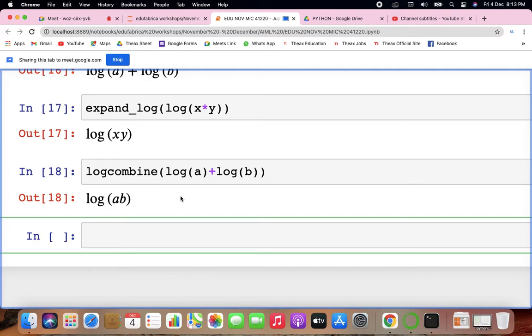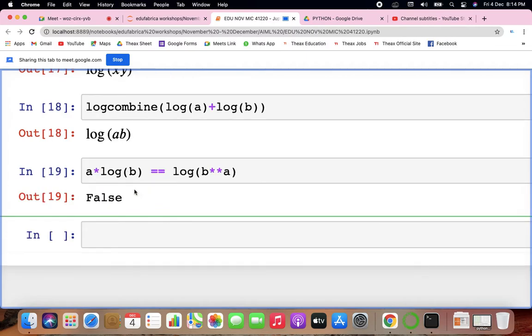Now let's say I take an easy question. Let's say x equals p and y equals 1 by p. See the question. This is what we have to prove exactly. So this is the formula, right? A multiplied by log b equals log b to the power of a.